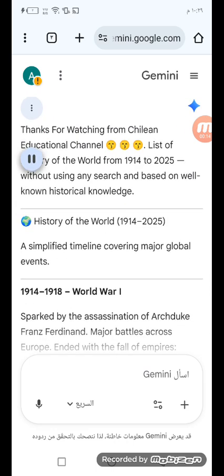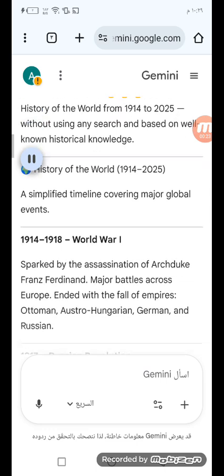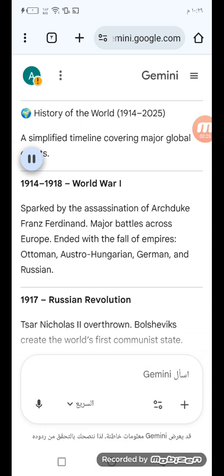List of the history of the world from 1914 to 2025, without using any search and based on well-known historical knowledge. History of the world, 1914 to 2025: a simplified timeline covering major global events.